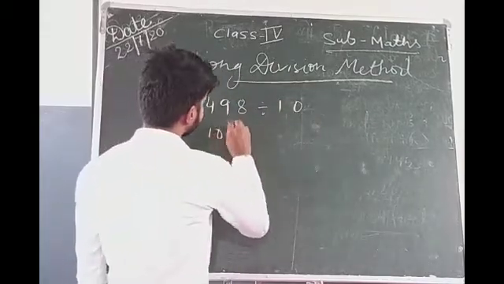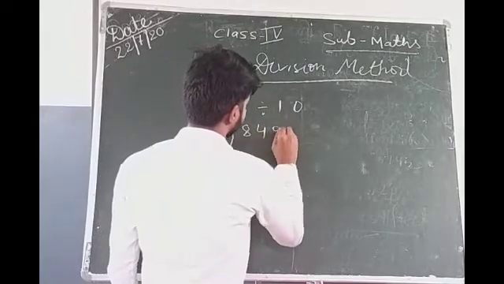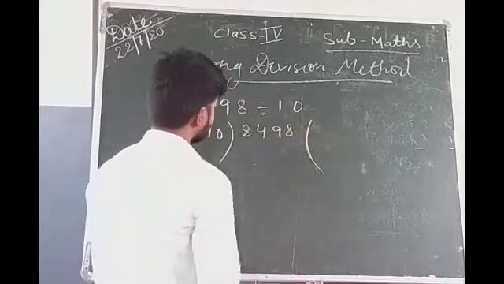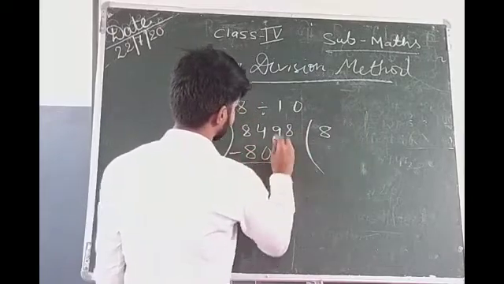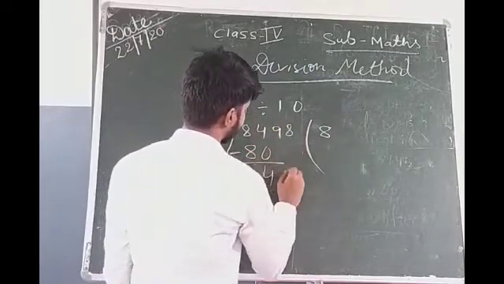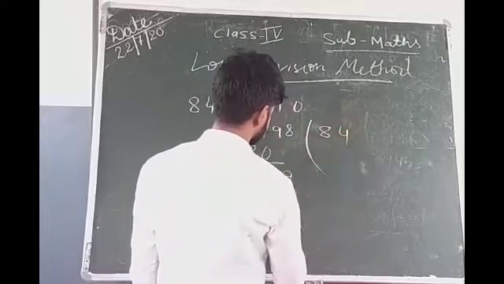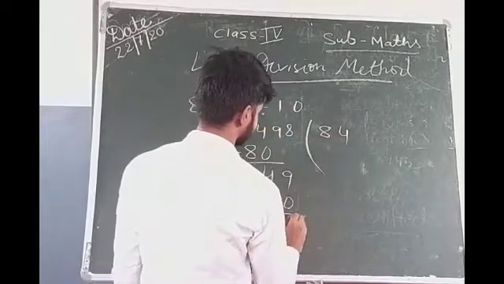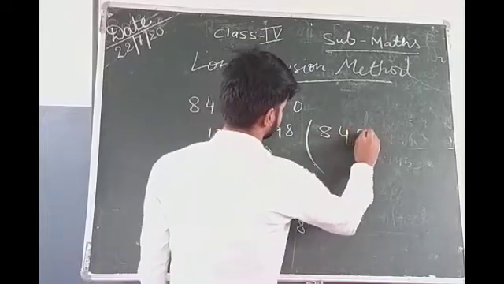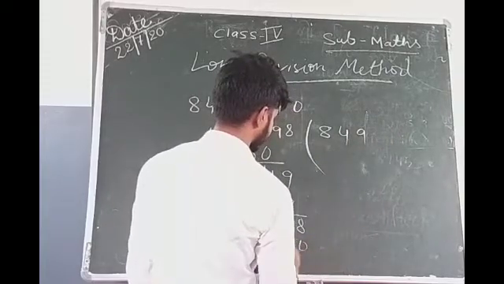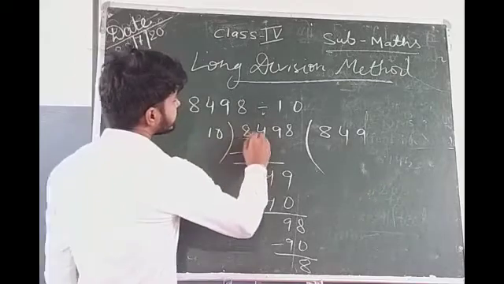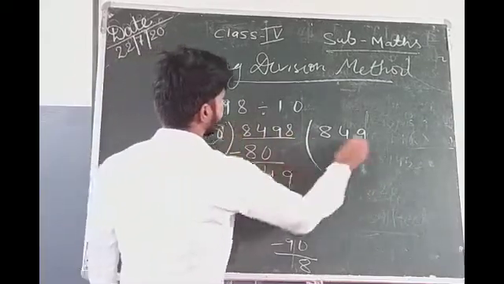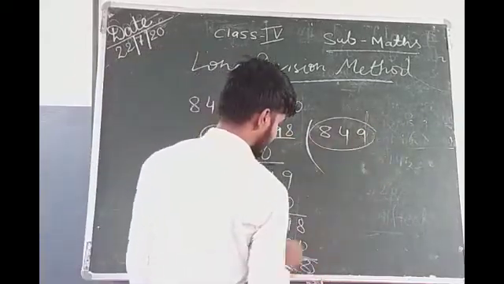See here. 10 divided into 8, 4, 9, 8. 10 eights are 80. Then we will take 4, then 9. Now see here how we have solved it. It is 8, 4, 9, 8.